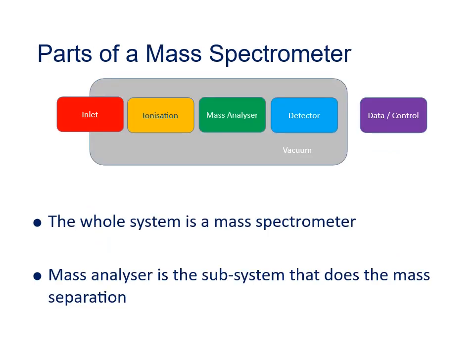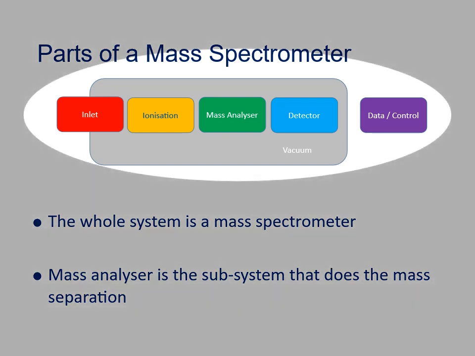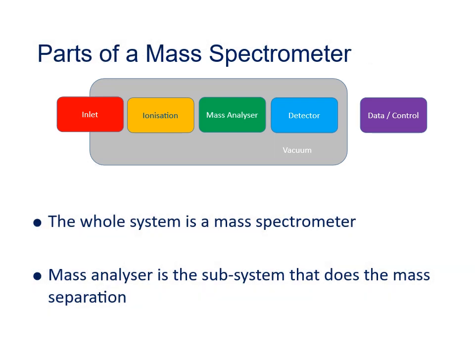So, at a top level, how is a mass spectrometer constructed? Well, this is a systems map of a mass spectrometer showing all the major parts. The mass analyzer, this bit over here, is the subsystem that does the mass separation. But all the parts are needed in order for the whole system to work. We need some way of getting sample into the system, and that's the inlet. Then we need to find some way to charge the molecules and turn them into ions. That's the ionization subsystem, also known as the ion source. On some mass spectrometers, the inlet and the ion source are combined into a single system.